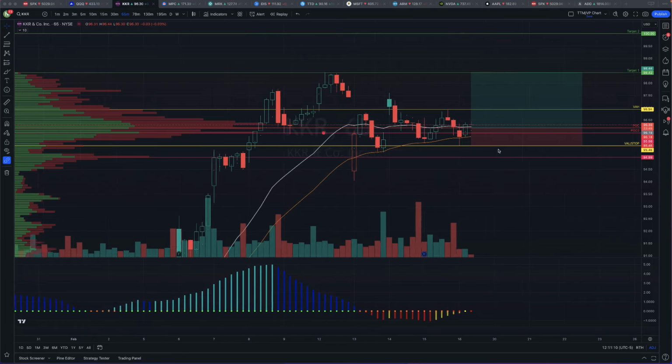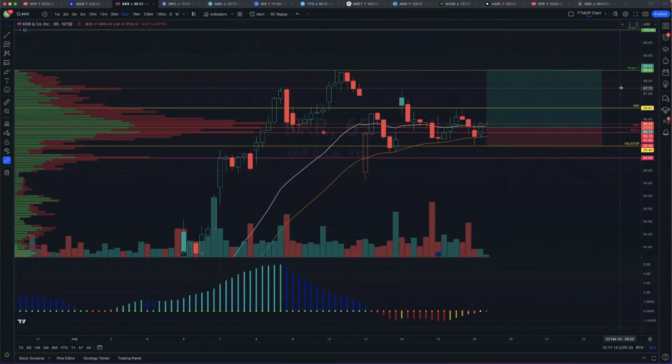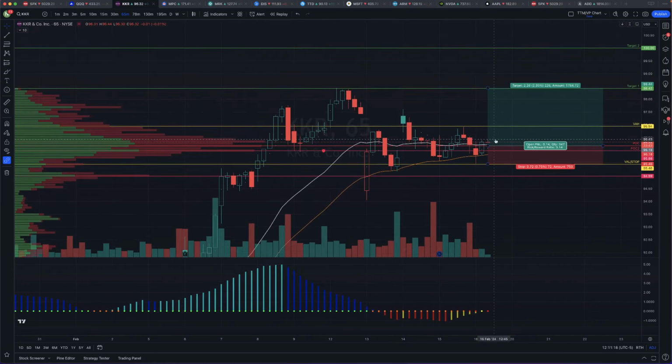So that's my plan on KKR, and I'll let you know if there's an entry on it sometime today. If we can get a little bit of a pullback, I'll be taking that off of these $96 levels right in there. That's it for the trade plan video.